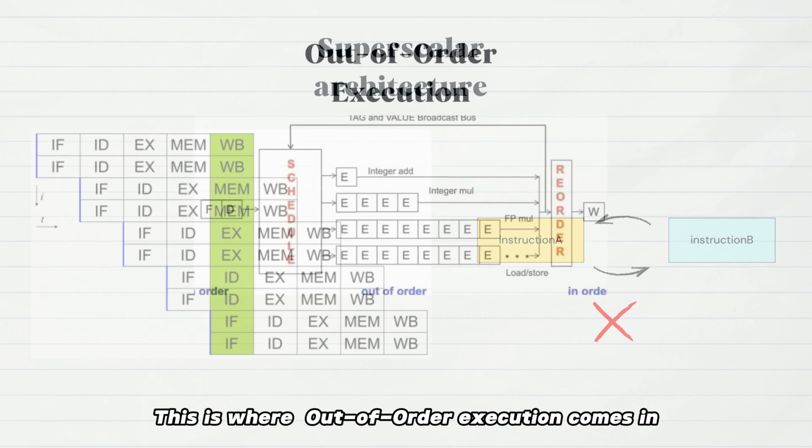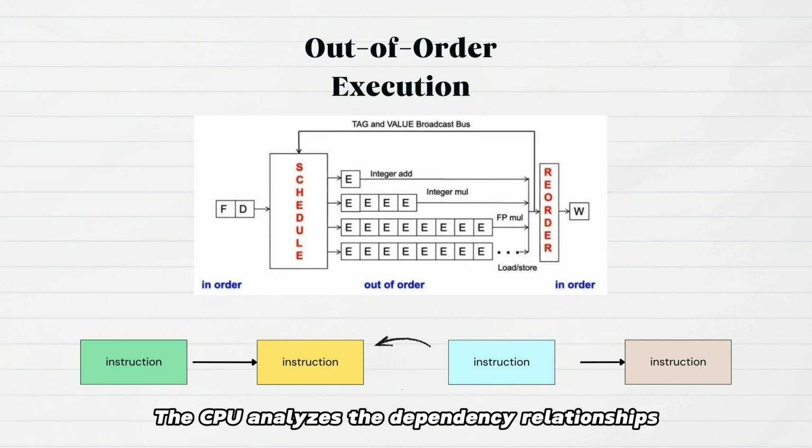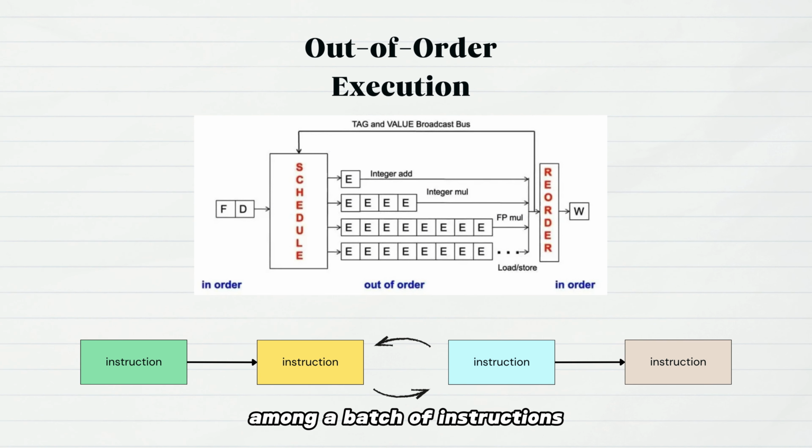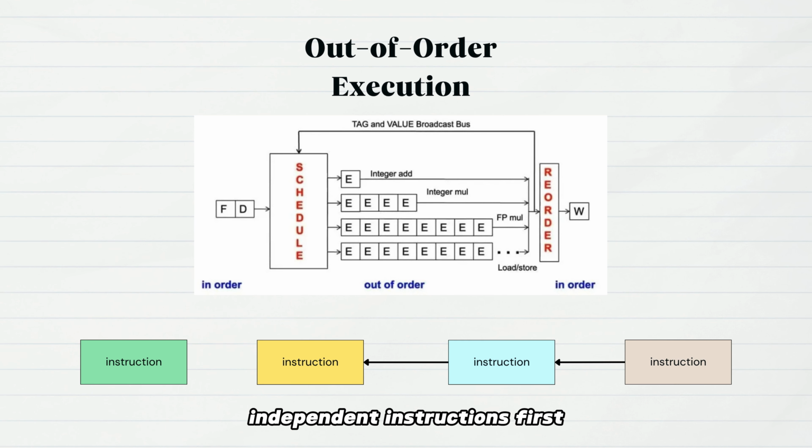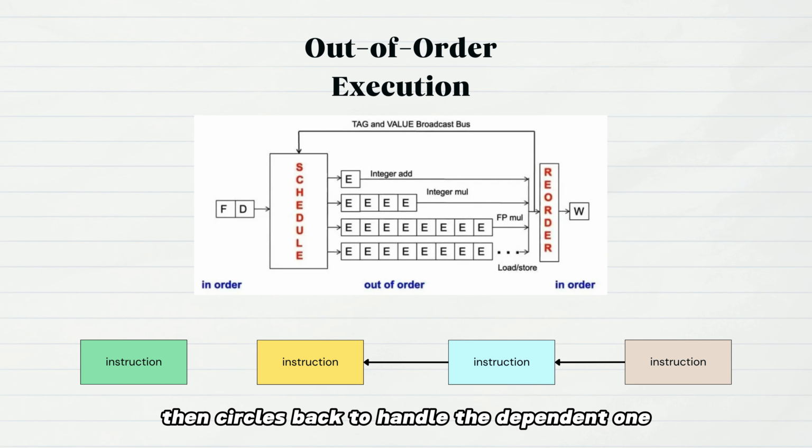This is where out-of-order execution comes in. The CPU analyzes the dependency relationships among a batch of instructions. If it encounters a dependent instruction, it skips ahead to execute subsequent independent instructions first, then circles back to handle the dependent one once its dependencies are resolved. This allows the CPU to work around bottlenecks and keep busy. The result is maximized utilization of time and a significant boost in overall efficiency.